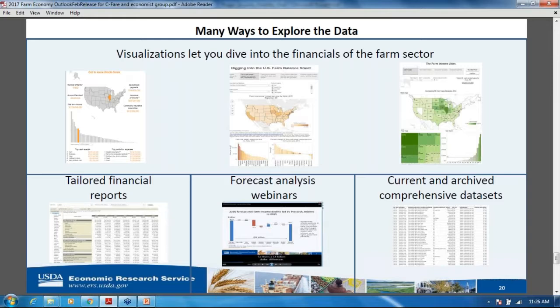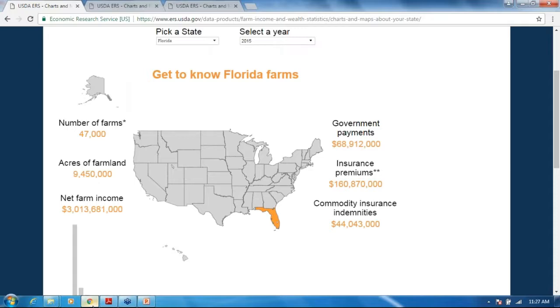So we have three data visualizations that I'm going to cover. We also have tailored financial reports, so income and balance sheet statements. We do forecast analysis webinars, similar to the one that we're doing right now. And we also have current and archived comprehensive data sets of every single piece of data that we've put out over the different data releases. So what I'm going to take a look at is the three visualizations really quickly, to show, for people that are new to this data, some really easy ways to access and get familiar with some of the data that we have available.